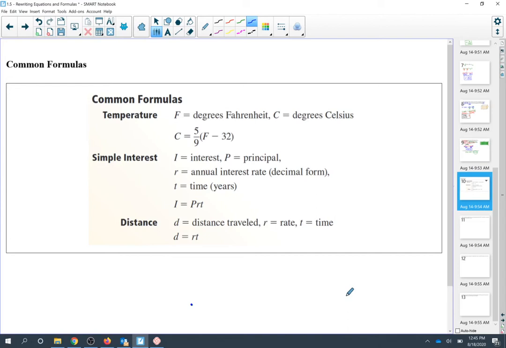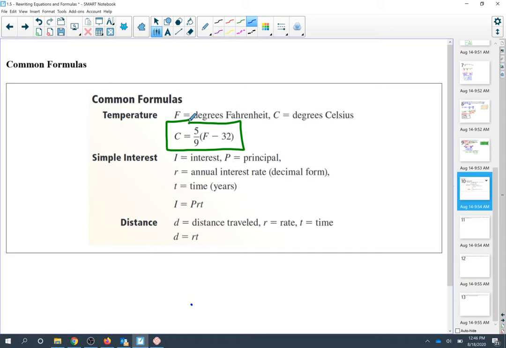Okay, everyone, last but not least with our literal equations, we're going to look at some common formulas. So I've given you the formulas we're going to use. We have the temperature formula. F is your degrees Fahrenheit, C is your degrees Celsius, and the formula it's going to give us is that Celsius equals 5/9 times Fahrenheit minus 32 degrees.